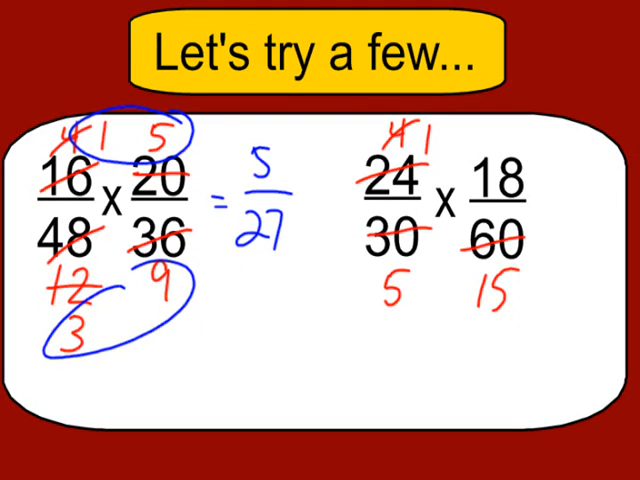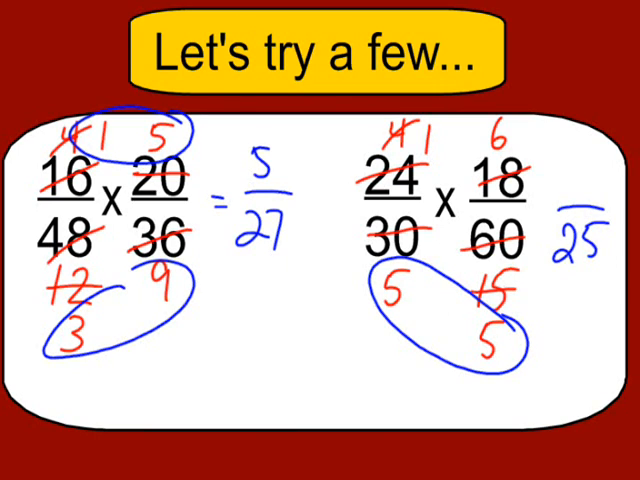And then that's not it. 18 and 15 share a factor of 3. 18 divided by 3 is 6. 15 divided by 3 is 5. And that's it. You can't cancel out the 5s. You can't cancel out two denominators. So 5 times 5 is 25, and 1 times 6 is 6. So our product would be 6/25.